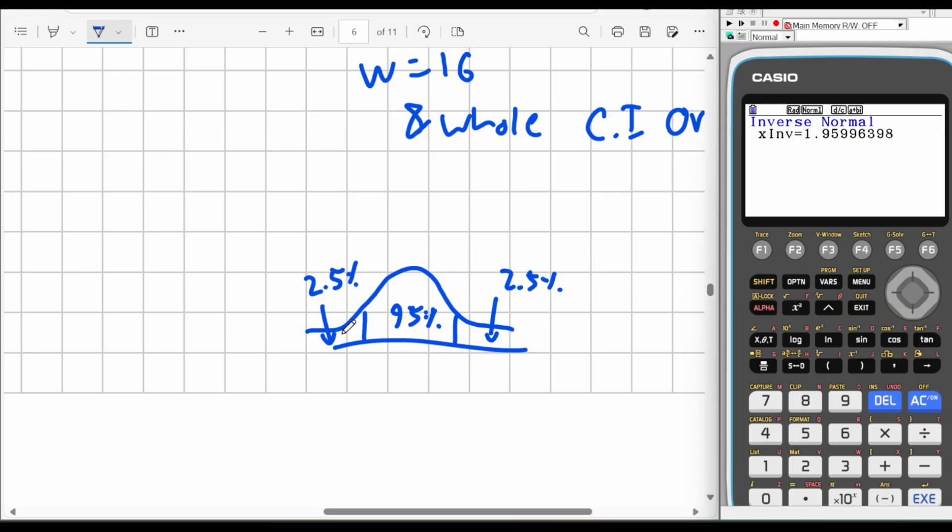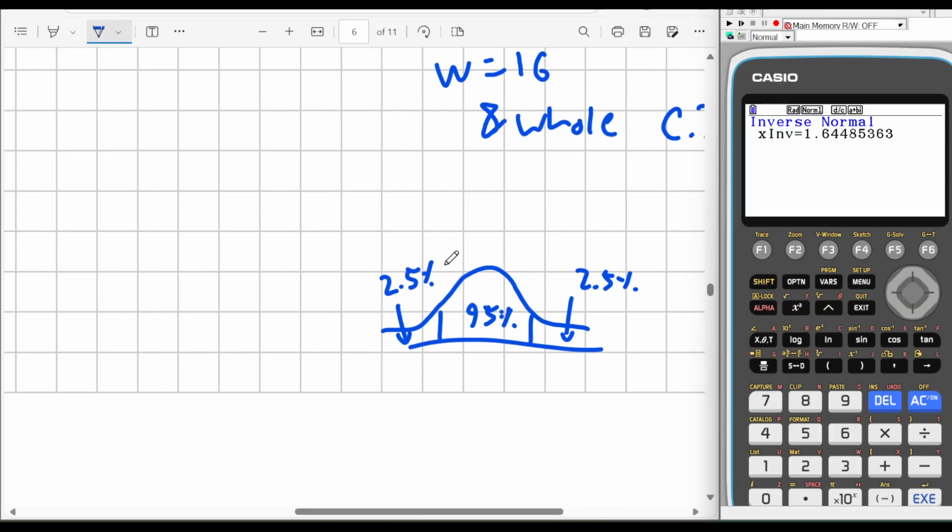If you had a 90% confidence interval, you'd have 5% hanging off each side, because that makes 10 in total. So if you had a 90% confidence interval, you would use that number instead of 1.96. But that's where those numbers come from, 1.96 and minus 1.96.